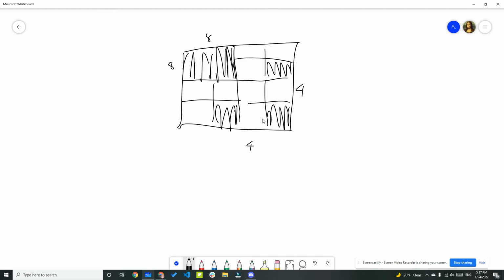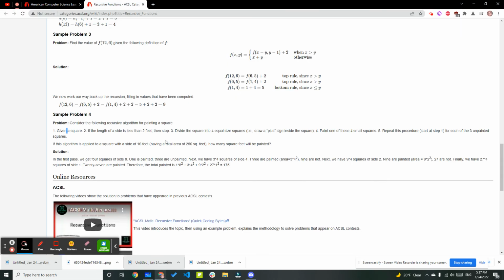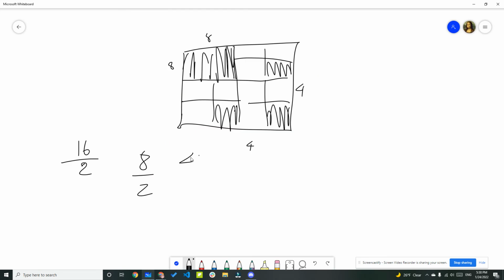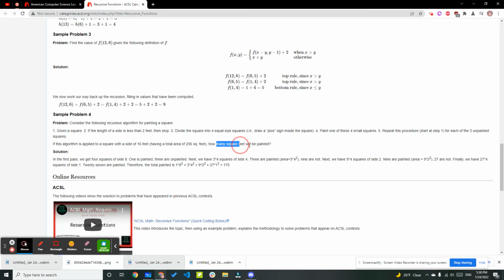And you keep on doing it until it's less than 2, because you start at 16, divide by 2 for each of the sides. That's 8, and then you divide by 2 again. So that's 4, divide by 2, 2, and then divide by 2, and that's 1. So that's 1, 2, 3, 4 algorithms that you're going to do. And you define how many square feet will be painted.